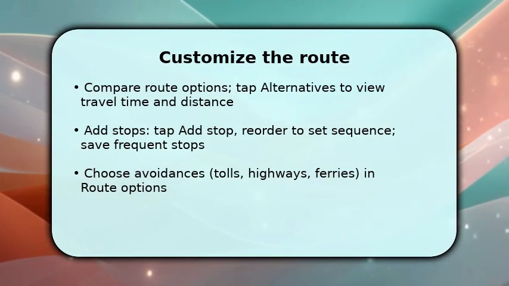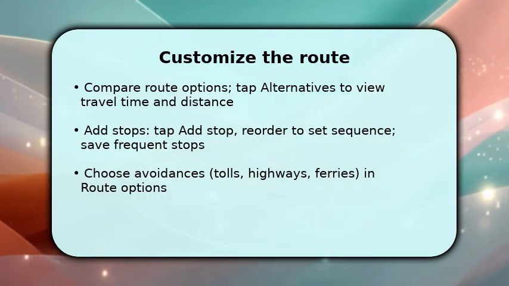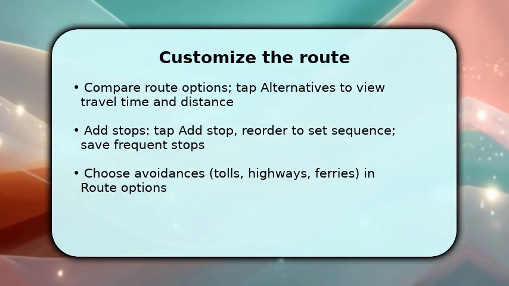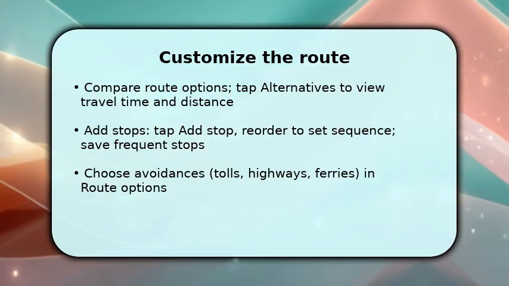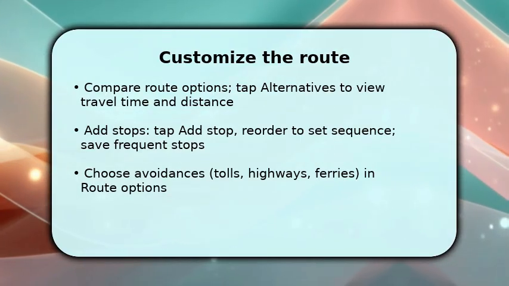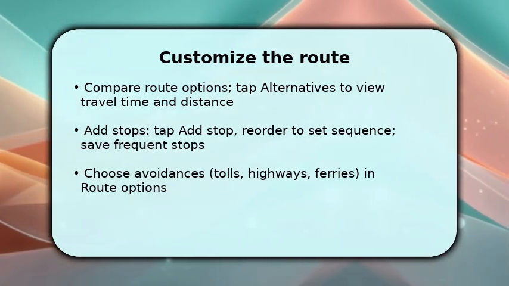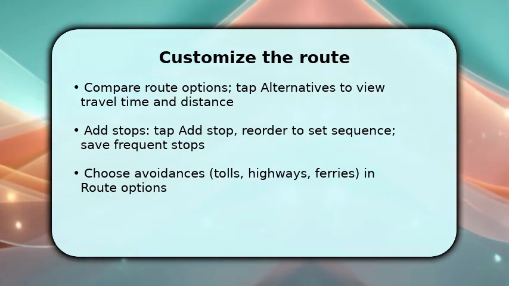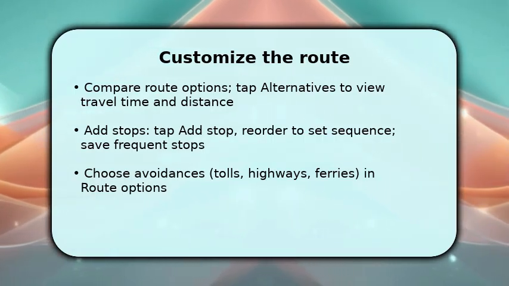Once you have initial directions, compare the suggested routes to pick the best mix of time and convenience. You'll tap alternatives to see different paths and their ETA. This helps when traffic or tolls matter. Next, add stops by selecting Add Stop and reorder them so your trip follows a practical sequence. Make sure to open route options to avoid tolls or highways if needed. This changes routing logic and can save money or time depending on your priorities.